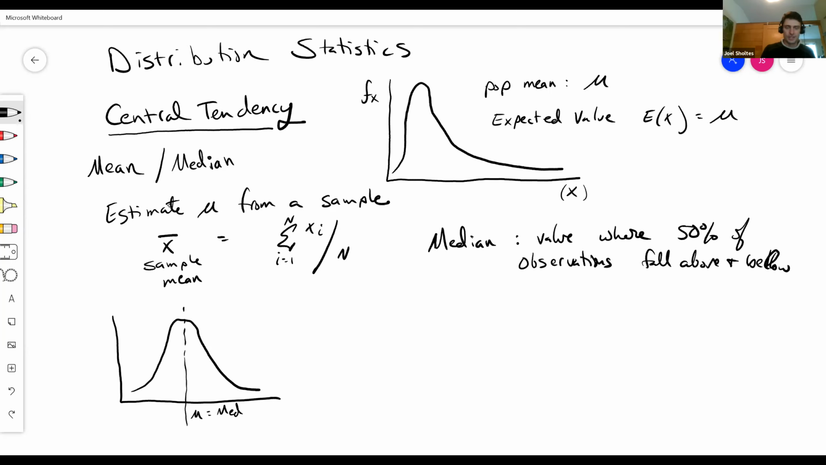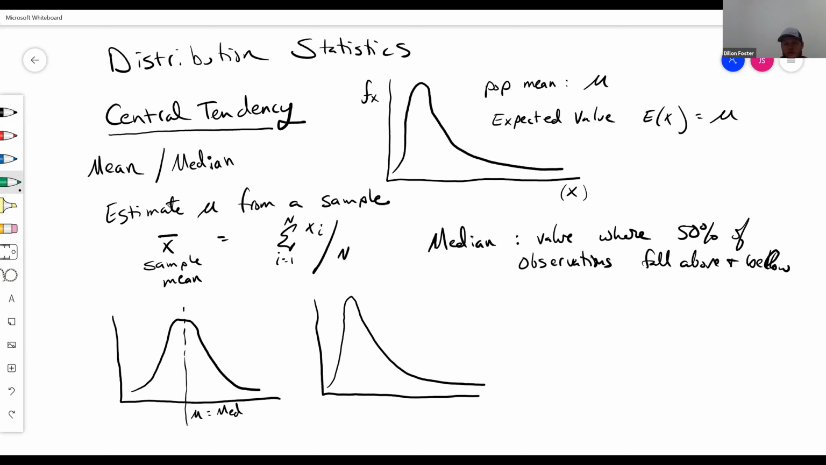But for skewed distributions, it's a little bit different. Hydrologic data is typically skewed like this. So is our mean value going to be to the right of the peak or to the left of the peak? Right of the peak, okay. So our mean value is going to be somewhere over here because we have a longer, thicker tail and more observations over here.